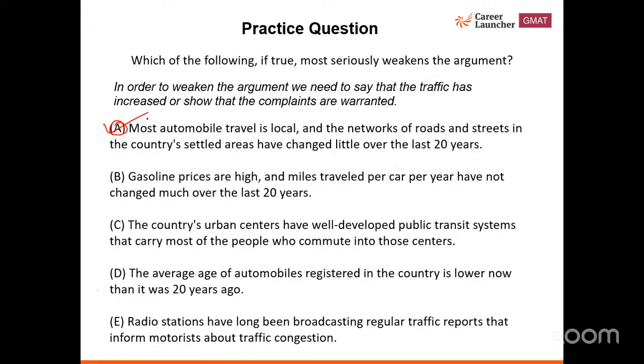Clearly, A part is the only logical choice that would explain. It says that most of the travel is local. Now, the argument said that the highways have tripled. Yeah, fine. So the highway may have tripled, but since the travel is local and these roads haven't really changed much, and on top of it, you know that the vehicles have increased. So obviously, that is a recipe for more traffic, not less, right? So that would clearly help you say that the traffic has increased.